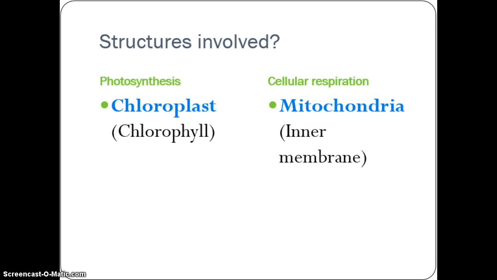So what parts are involved? What structures are helpful in that? For photosynthesis, chloroplast and chlorophyll are helpful, and for cellular respiration, mitochondria and inner membrane are important. So chlorophyll is found in the chloroplast, and the inner membrane of the mitochondria is helpful for cellular respiration.